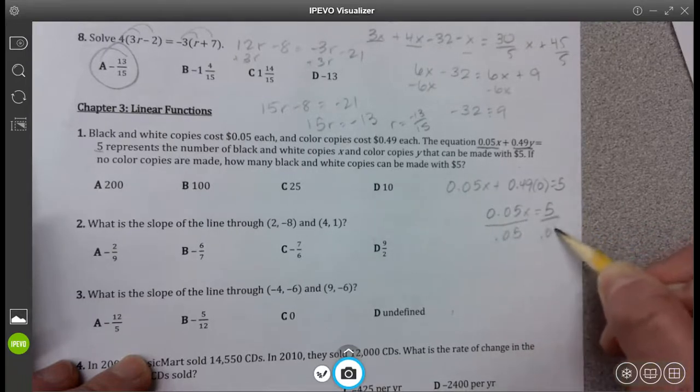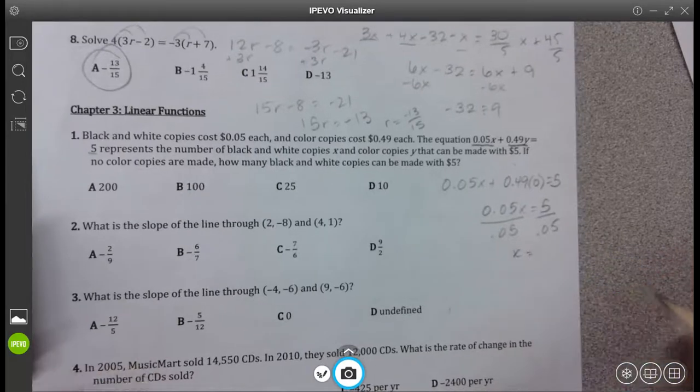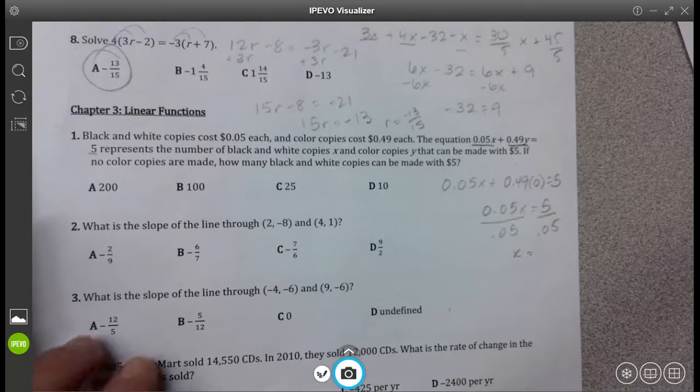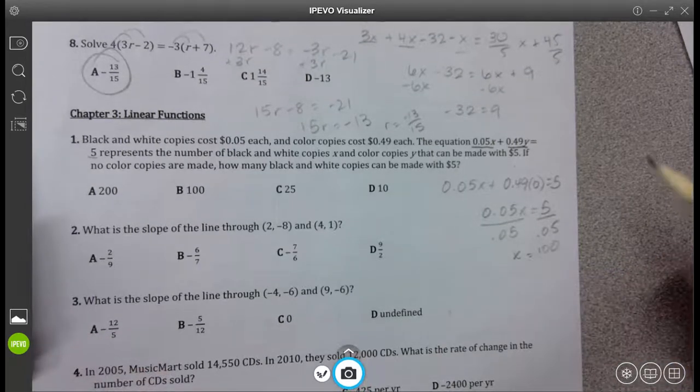So when it says none, that's 0. 5 divided by 0.05. You can use a calculator. You will get 100. Yeah, you should get a decent number. Yep.